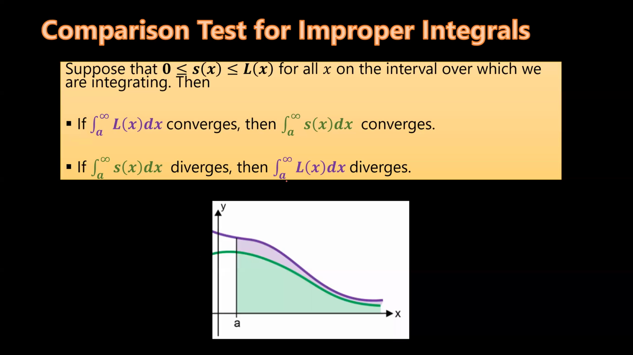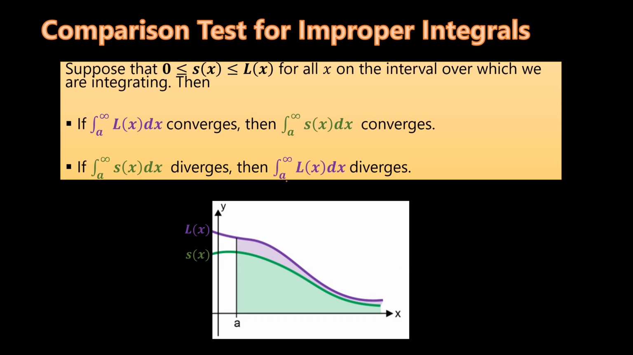Okay, so suppose S of x is a positive function with positive values, and it is less than or equal to L of x. That's why I call it S and L, S for small, L for large, right? So what is this comparison test telling us? It's telling us that if the improper integral of the larger function, purple, converges, then the integral of S of x dx is going to converge as well.